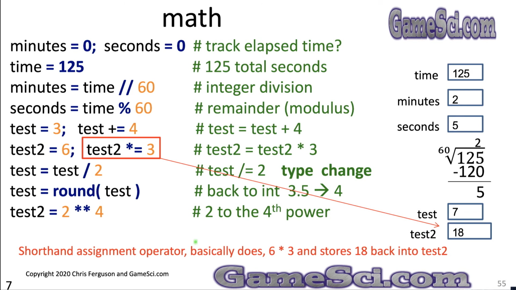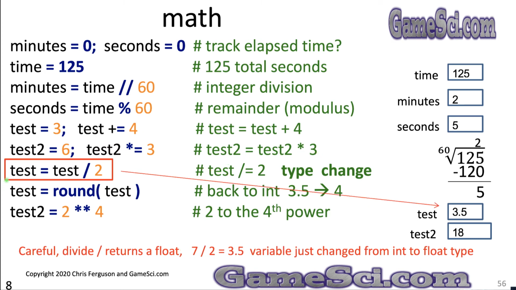Then I'll do another shorthand assignment operator. test2 *= 3. A shorthand assignment operator basically does a 6 times 3 and stores the 18 back into test2. This expression right here in the red box is the exact same thing as if I'd written test2 = test2 * 3.